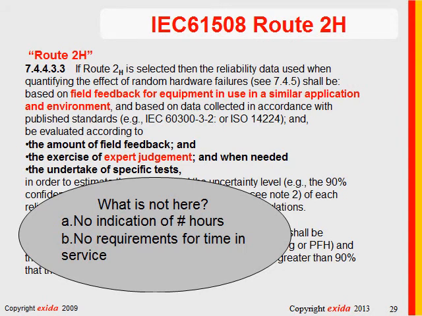Now, 61508 did a pretty good job of characterizing the attributes of Route 2H, but what's not there? I'd like to point out that there was no indication of the total number of hours required, nor was there any indication of a minimum time period required. So anyone that's going to implement a program really needs to define those for themselves.